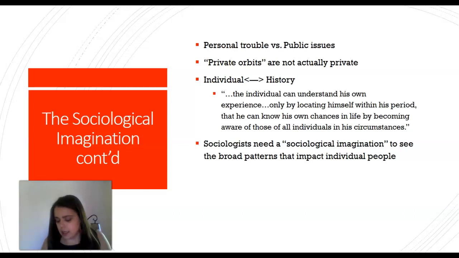The reason that Mills is writing about this is he's urging sociologists to adopt what he calls the sociological imagination, okay, which is essentially to say he wants people to see the broad patterns in society that impact individual people. He says we'll learn very little by looking at the individual, but if we look at the historical context, the societal changes that are happening around those individual people, we're going to see some really interesting things and things that are more meaningful than understanding personal anecdotes or just the individual.